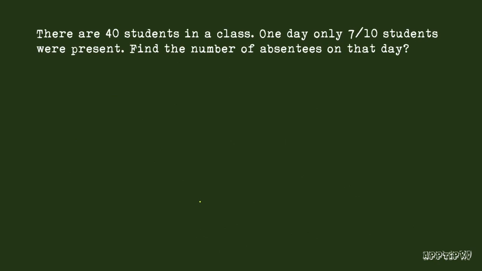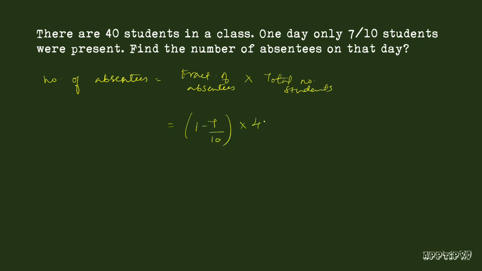There are 40 students in a class. One day, only 7 by 10 of the students were present. Find the number of absentees on that day. So, the number of absentees is equal to the fraction of absentees multiplied with the total number of students. So what is the fraction of absentees? 1 minus 7 by 10, multiplied by 40, which is 12 students absent.